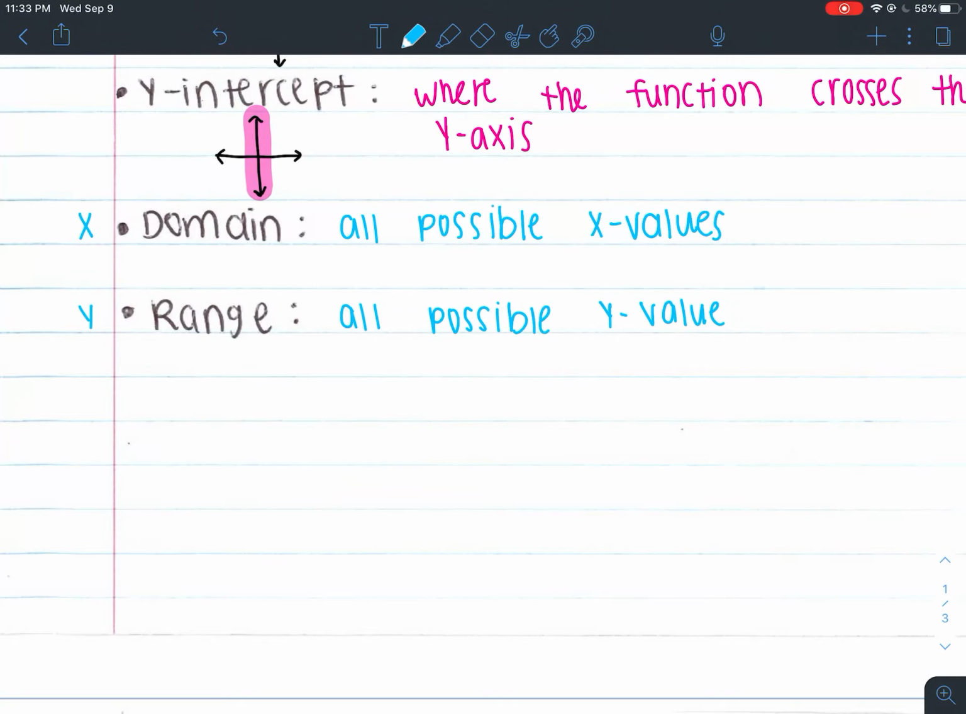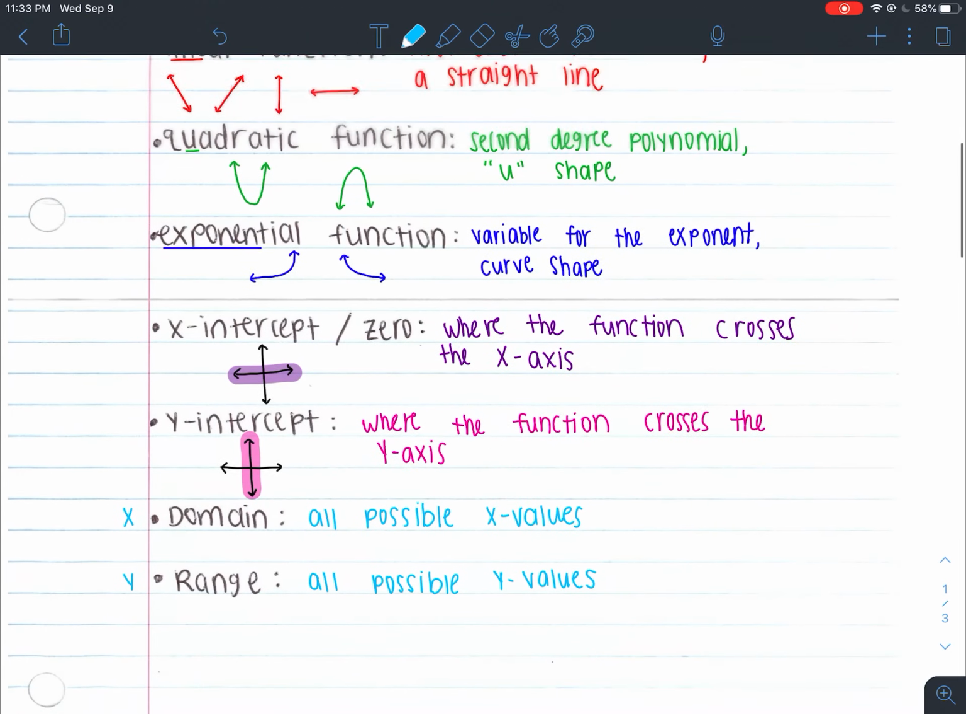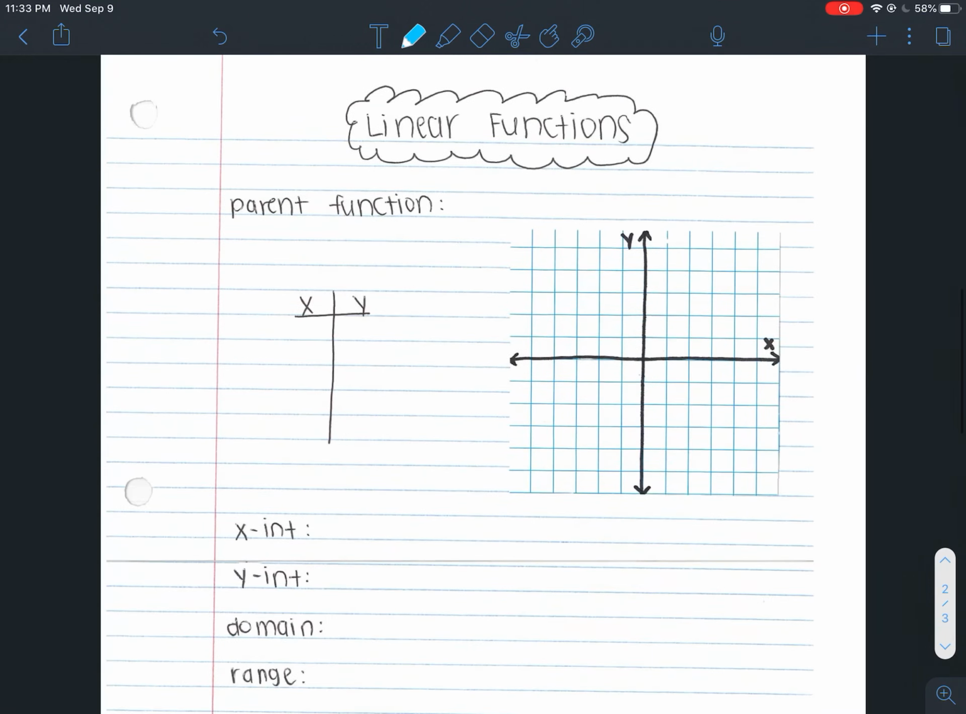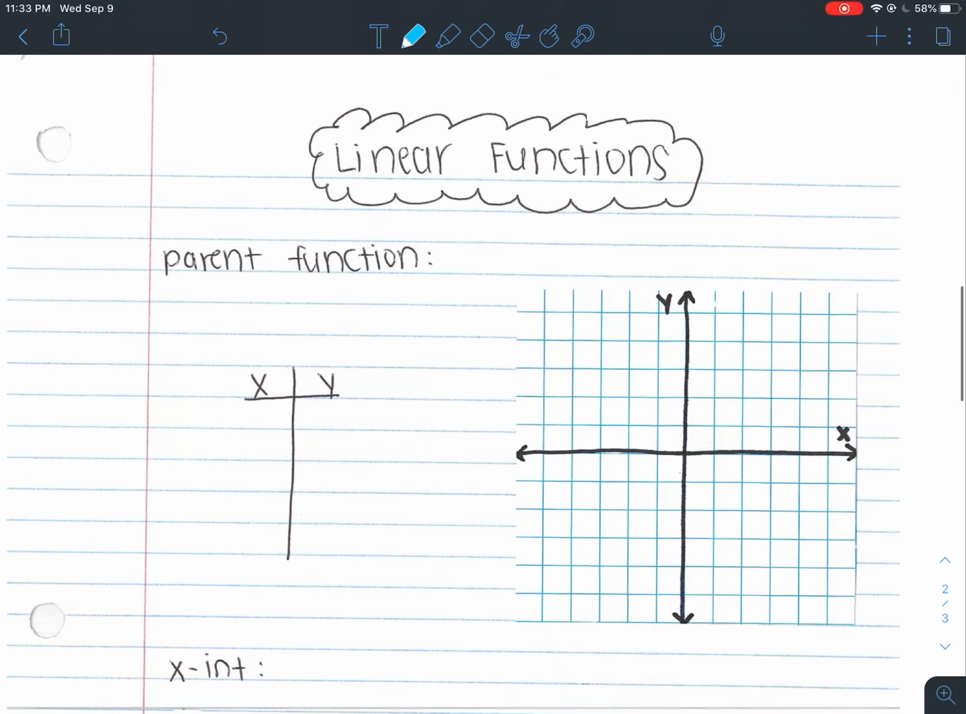Okay, so Unit 2 is really big on vocabulary, so you need to make sure that you're able to identify these things when it asks you for these vocabulary words, because we don't know all of these yet because some of these are brand new to us. Okay, so we're going to go ahead and start on the linear function.